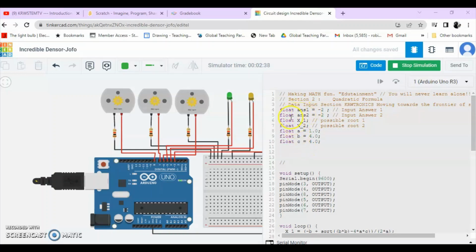All of these are variables, and of course I define all of my variables to be floating point numbers. When we're doing quadratics, it's quite possible to get decimals from time to time, so I generalize by allowing everything to be a floating point number.